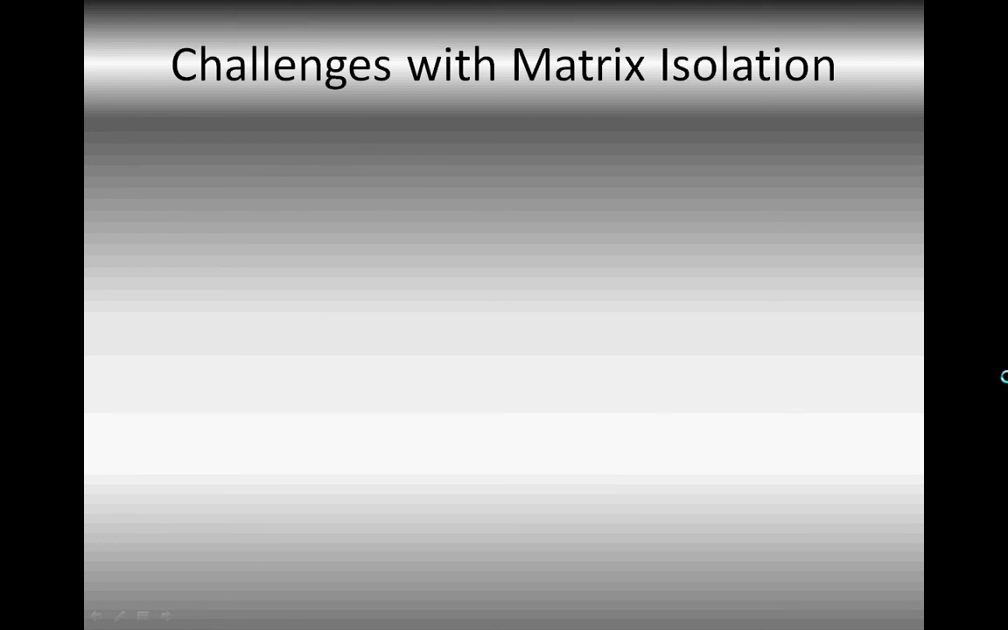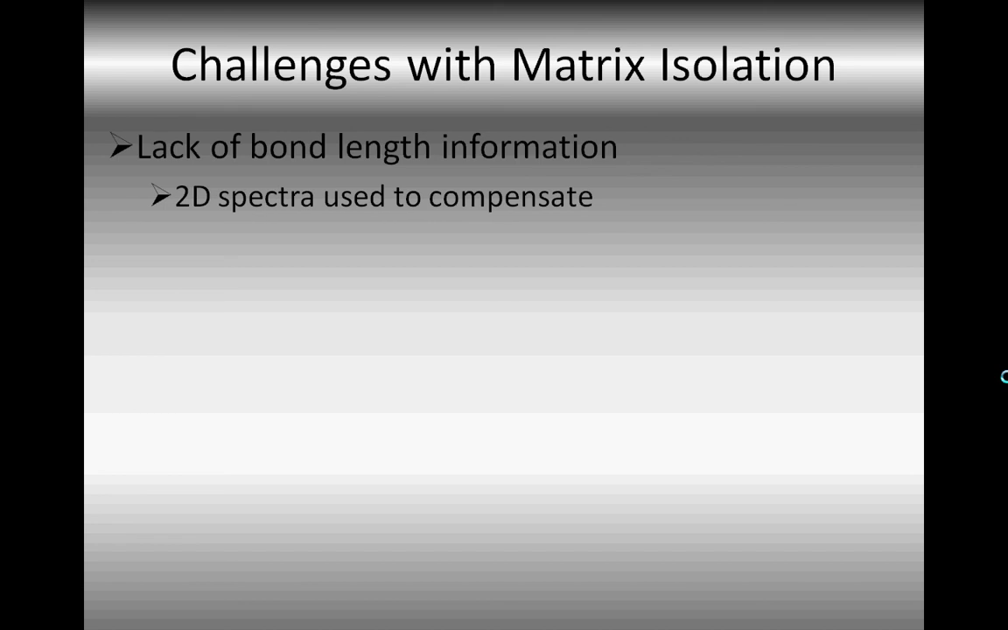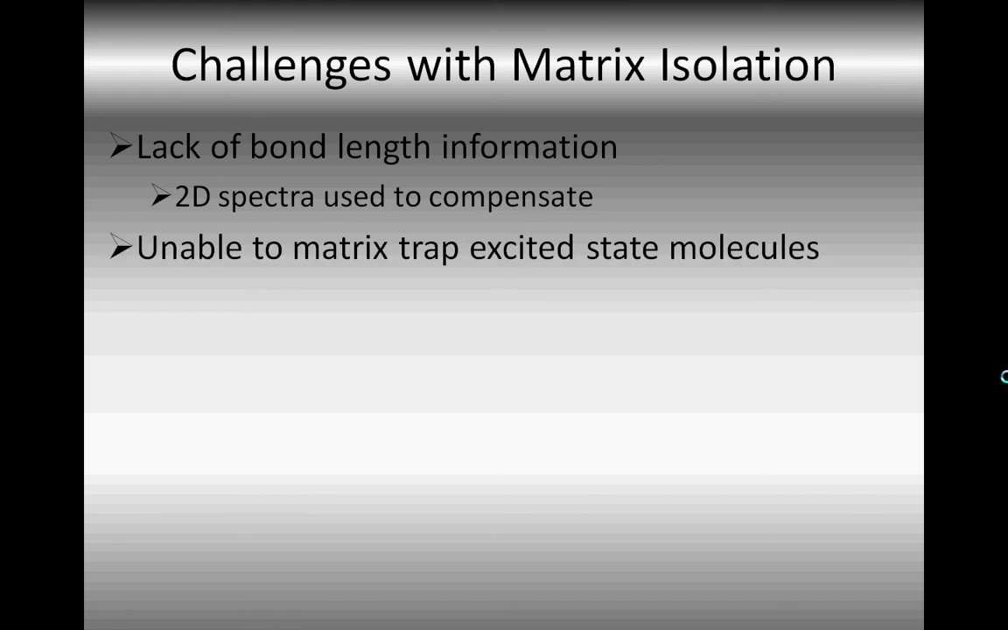As with any technique, there are challenges. Matrix isolation is no different. The first I briefly mentioned before is lack of bond length information, which definitely plagued a lot of early experimenters that used matrix isolation. And a lot of scientists these days tend to do simultaneous spectra in order to compensate for that.